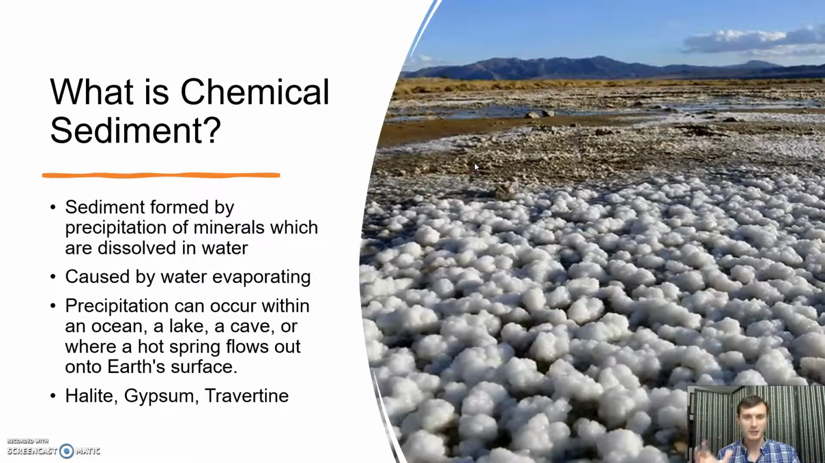So for our last setting, we're back to that dry lake bed. And okay, maybe it's not dry all the time. Maybe sometimes it has water in there, and that water has all these different minerals and salts dissolved in it. That water slowly evaporates, and as it does, the minerals and the salts are left behind, makes this buildup of chemical sediment. And this can occur on a lake, this can happen in the ocean, this can happen in caves, or wherever you have hot springs flowing out of the Earth's surface. And it's going to include things like halite, salt deposits, things like gypsum deposits, as well as travertine. Travertine being what happens whenever you have a hot spring that makes limestone.